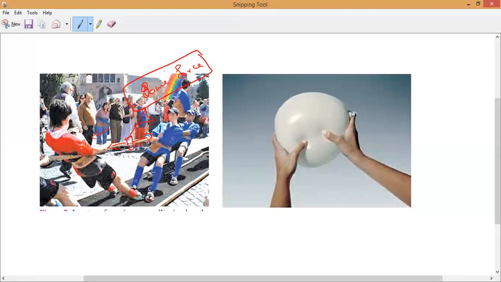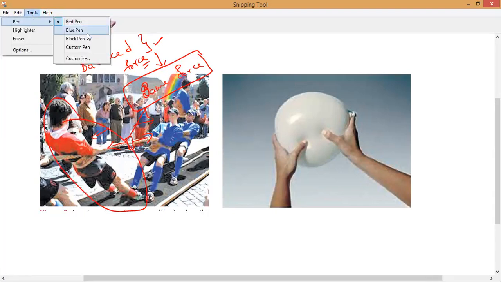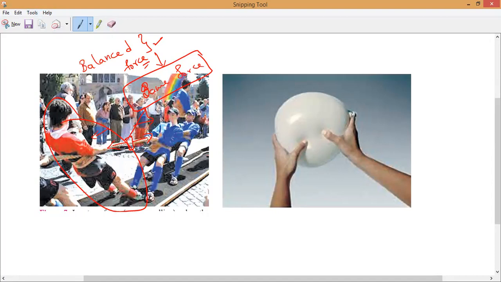So now in this situation, what are the forces acting between them, guys? Please respond. We used to call it balanced. Now, for example, this red team applies a little bit more force. Then what will happen? The blue team will fall forward, and the rope also will move towards the red team.